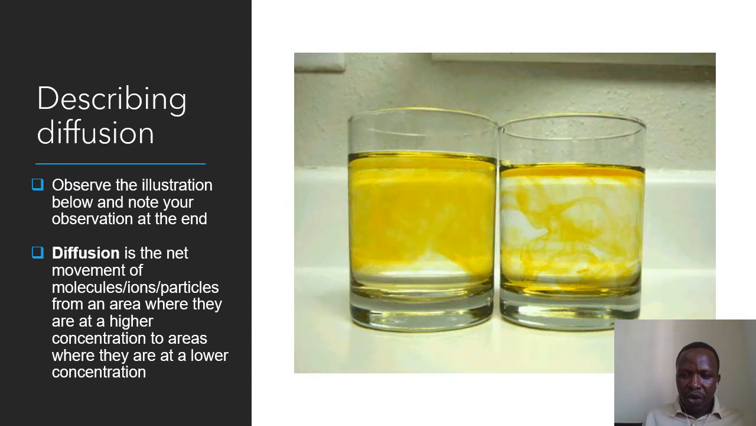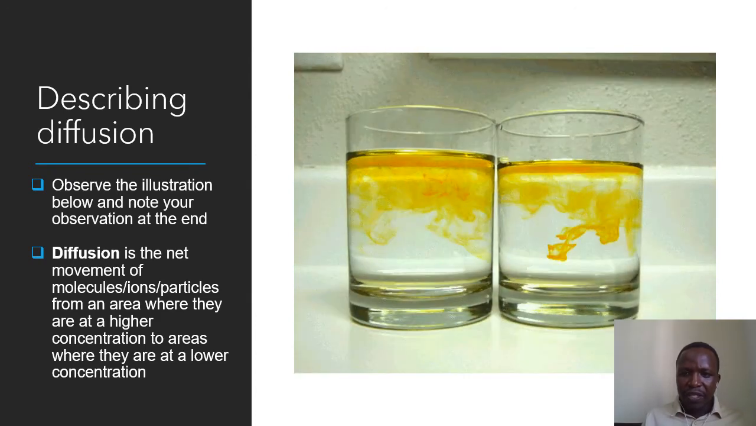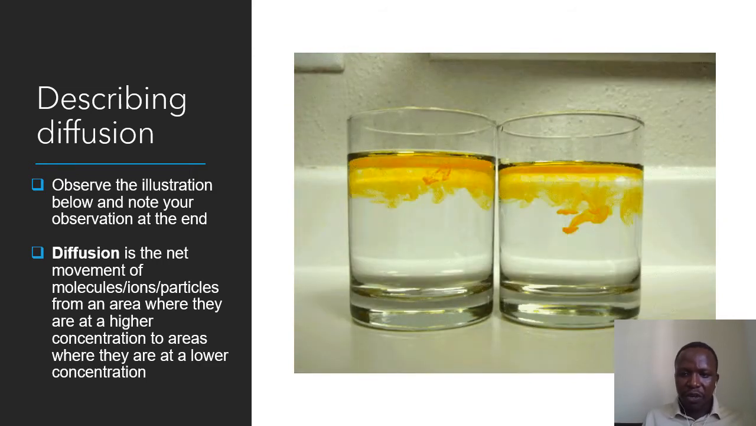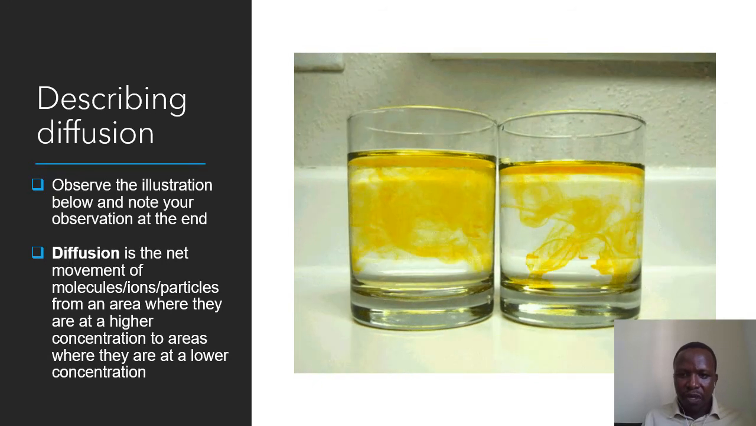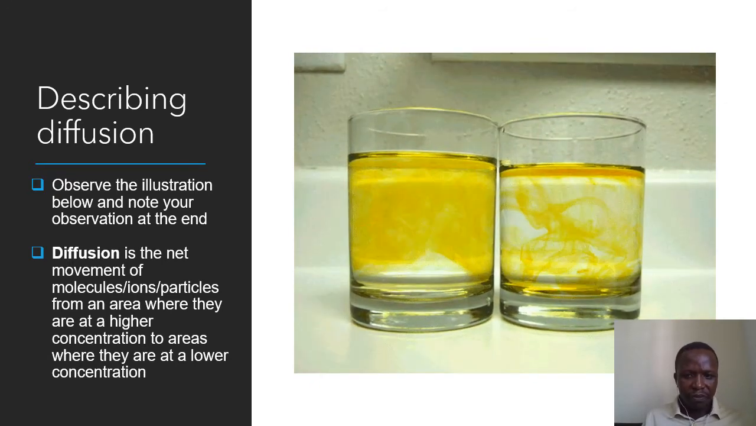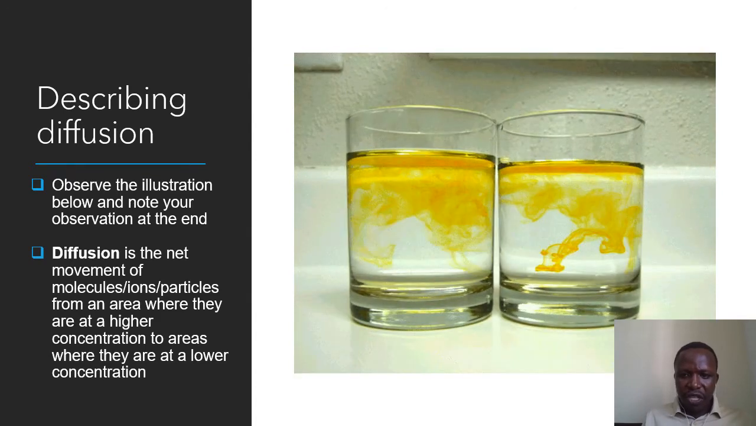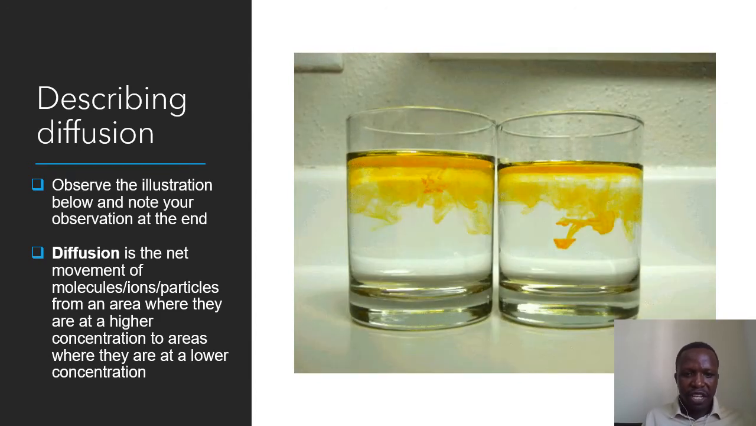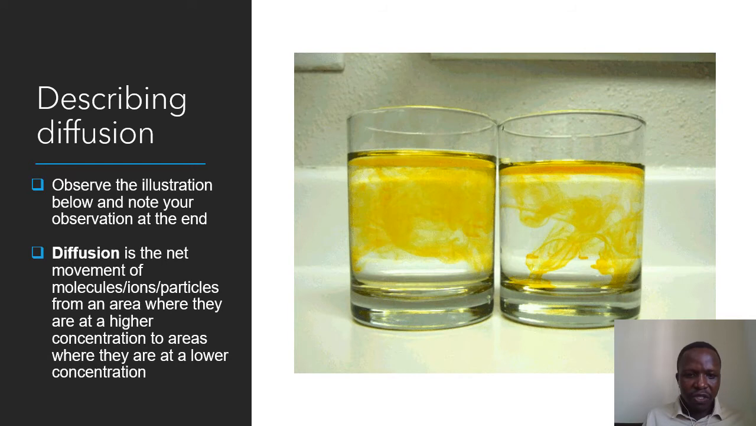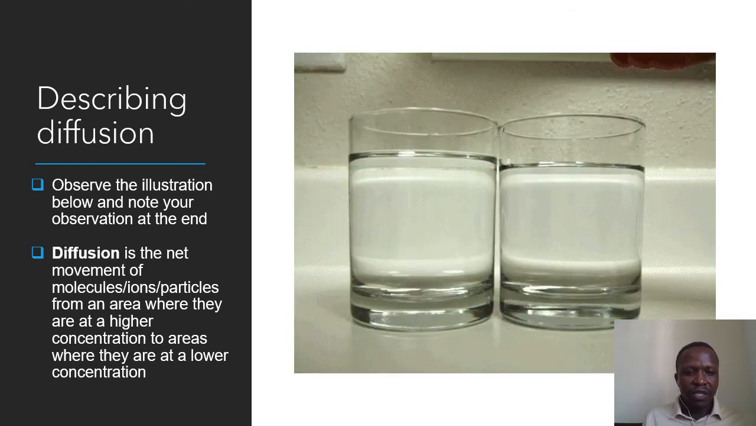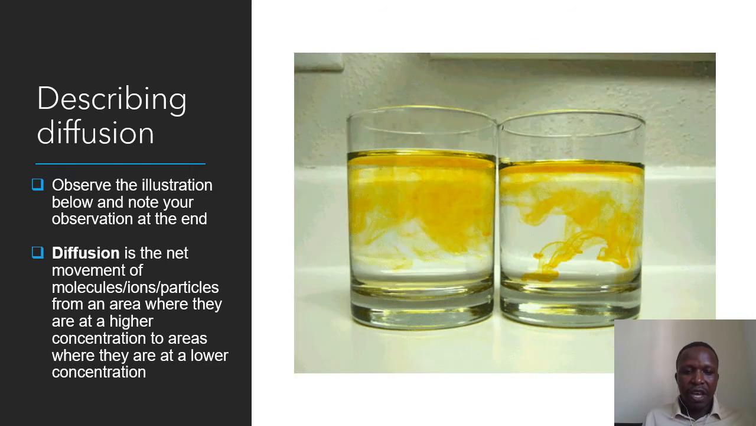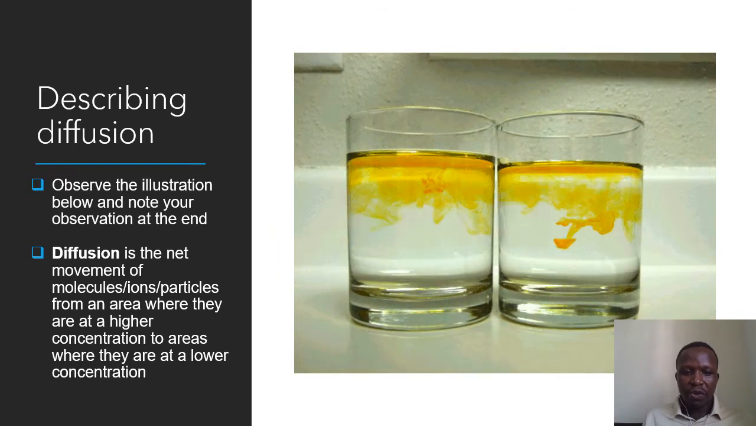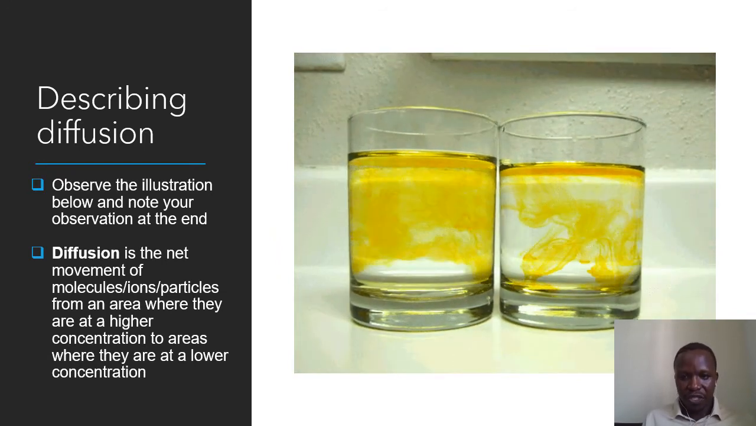We can conclude that the color drops' particles have actually spread throughout the water within the beaker. From this experiment, we can define diffusion as the net movement of particles or ions or molecules from an area where they are at higher concentration to areas where they are at lower concentration.